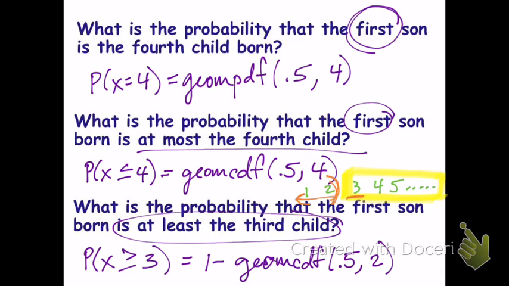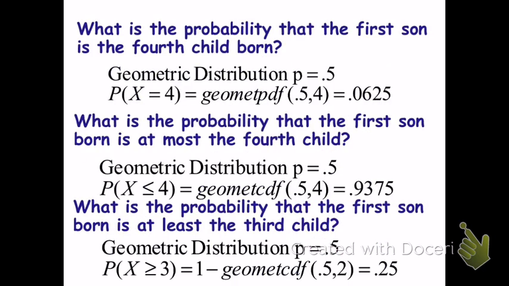But I want to keep 3, so don't put 3 here. You put the 1 below because you want to hold on to 3. Saying greater than or equal to 3 is the same as saying greater than 2. So if you want to write it this way, that might help you when you're putting in the second number. So this is what it would look like.